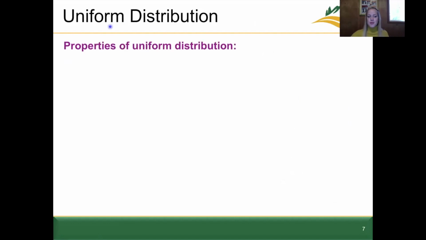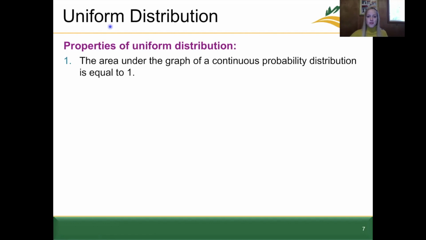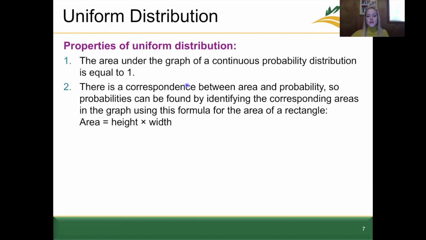Let's talk about the properties. For a uniform distribution, number 1, the area under the graph of a continuous probability distribution is equal to exactly 1. Number 2, there's a correspondence between the area under the curve and the probability. So probabilities can be found by identifying the corresponding areas in the graph, and then using the area for a rectangle, which is area equals height times width.